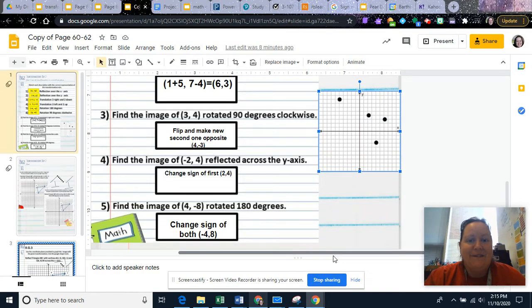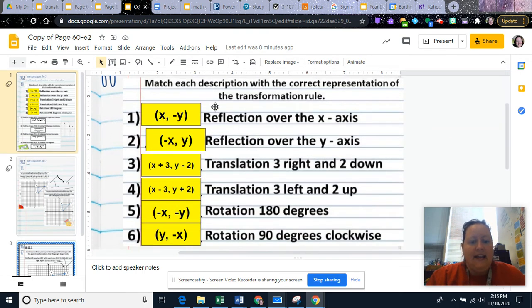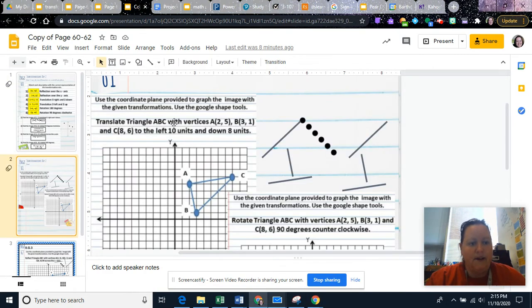Hi, as we start our second video for pages 60 to 62, I just want to remind you that our goal is to be able to use transformations on a coordinate plane. And these 1 to 6 are very helpful as you're trying to figure out where it goes on the coordinate plane.